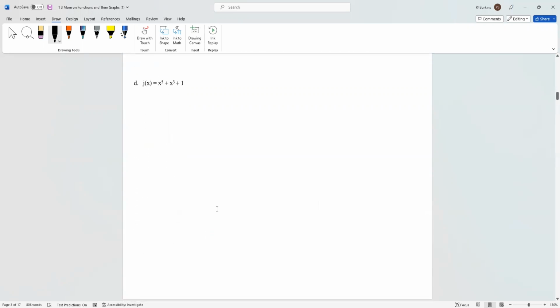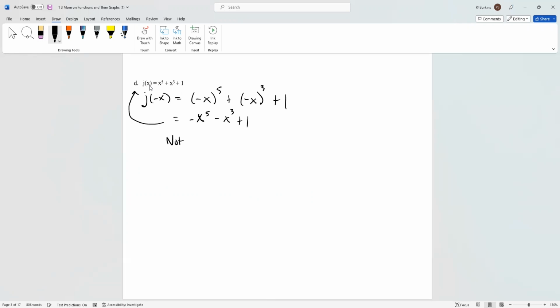I just mentioned it. So this looks almost identical to the one we had before. It's x to the fifth plus x cubed, but this time it's plus 1 instead of plus x. So these two things are odd powers, but then we have a constant. So let's do j of negative x. That'd be negative x to the fifth plus negative x cubed plus 1. That's minus x to the fifth minus x cubed plus 1. This is not equal to that. So this is not even.